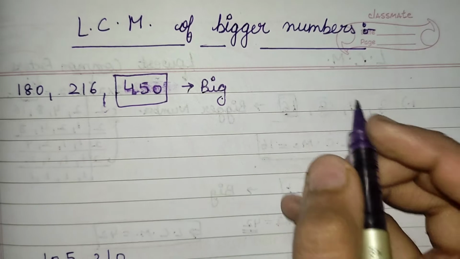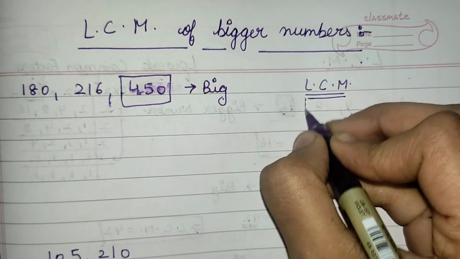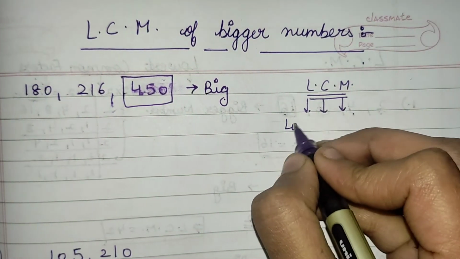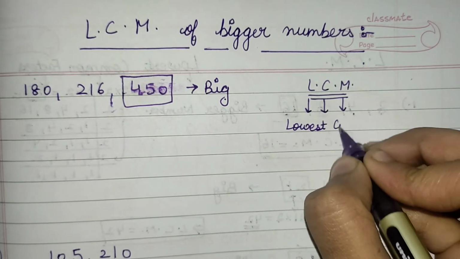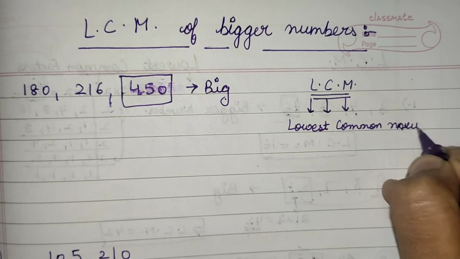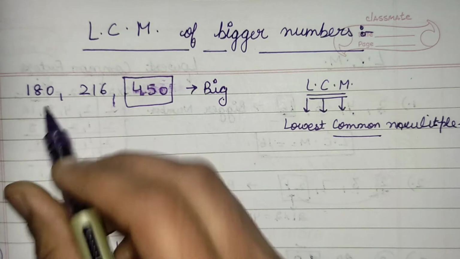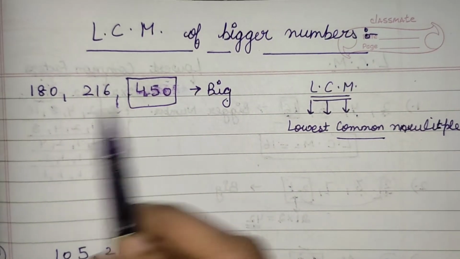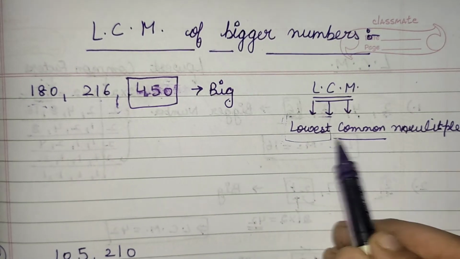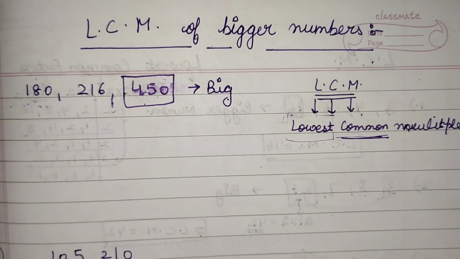Okay, so let me give you a brief once again of what LCM means, because we are going to use this technique only to find the LCM. LCM is the lowest common multiple, meaning the number which is a multiple of all the given numbers, which can be divisible by all the numbers, the smallest number which is common for all.